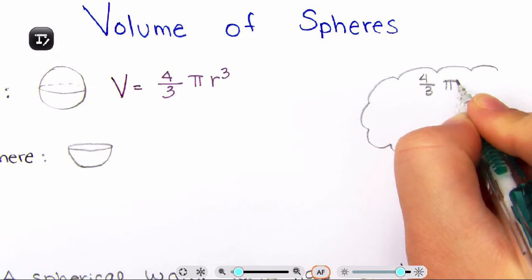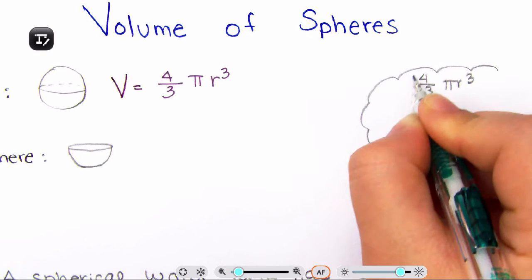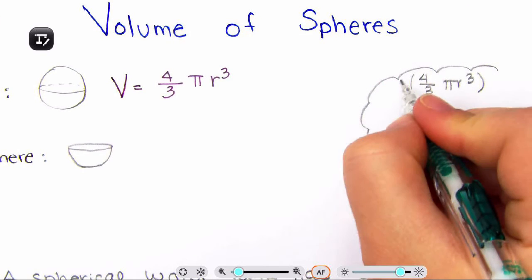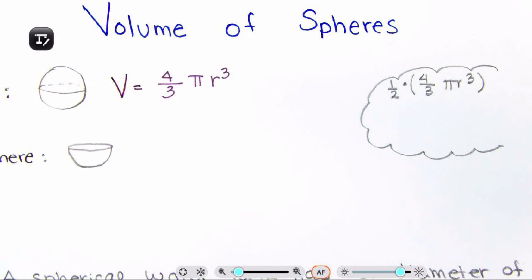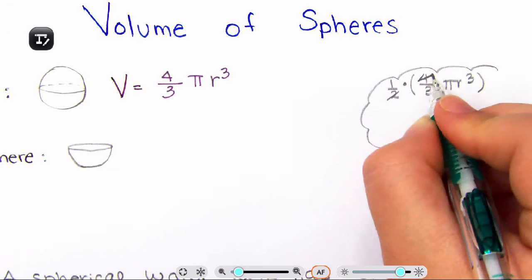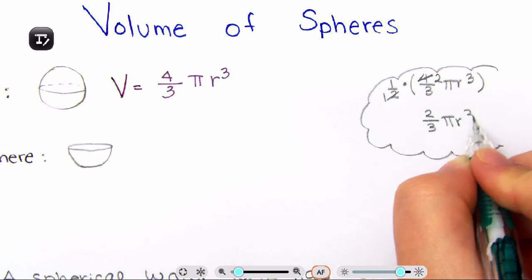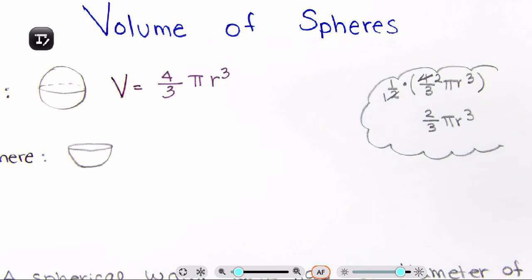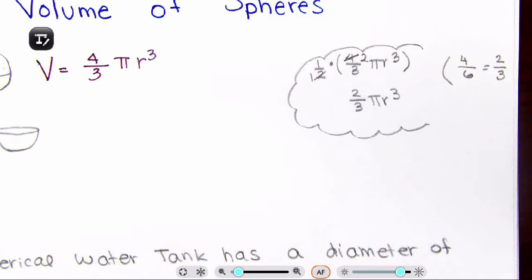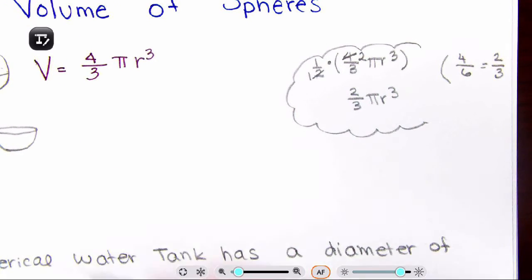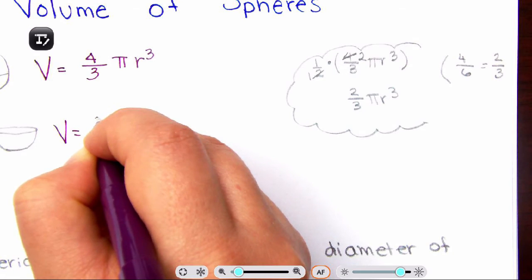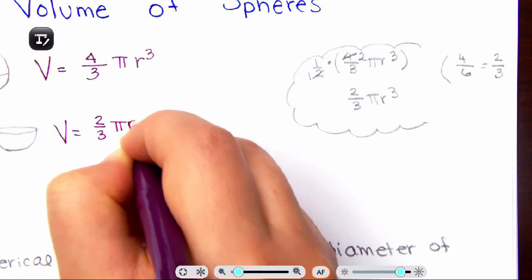4/3 pi r cubed. We're going to divide that by 2, which is the same thing as multiplying by 1/2. So that means I'm going to make sure I'm simplifying. So that means I have 2/3 pi r cubed. And if you didn't see that, all I did is I multiplied these two fractions together. So I got 4/6. 2 goes into 4 twice. 2 goes into 6 3 times. And that is how I got my 2/3. So let's do volume of a hemisphere is 2/3 pi r cubed.